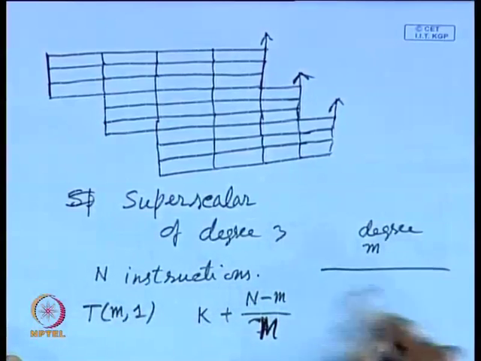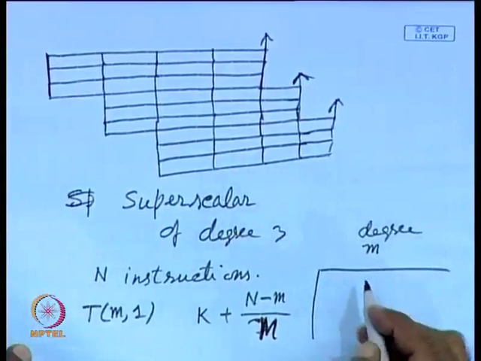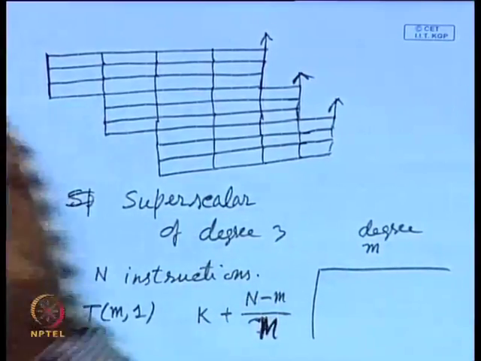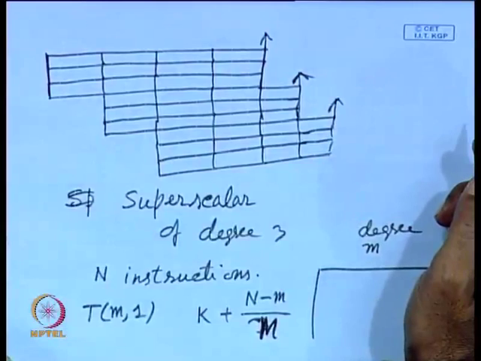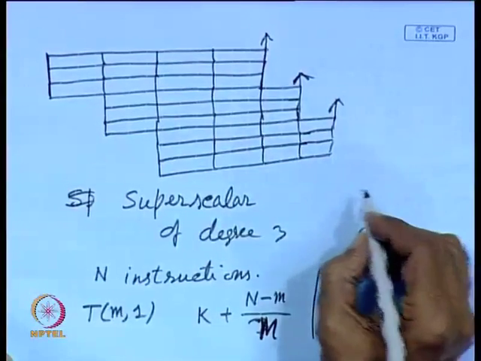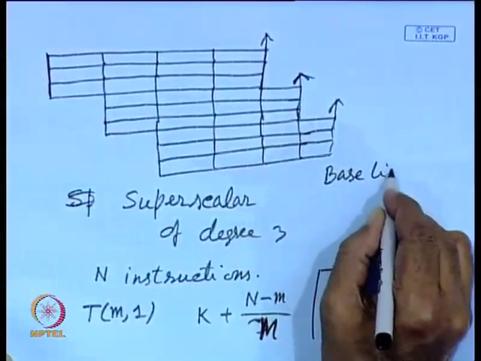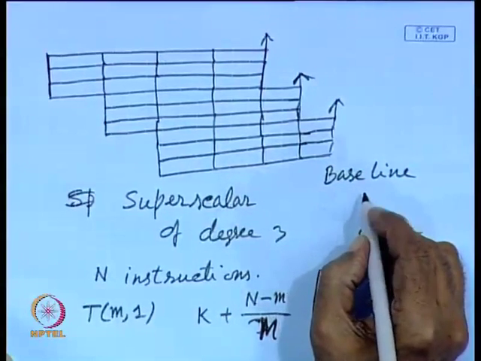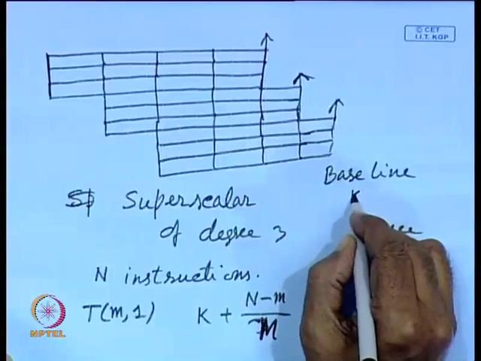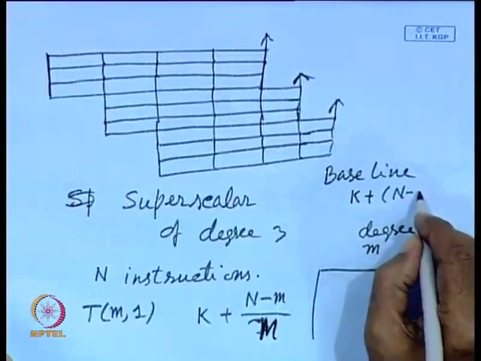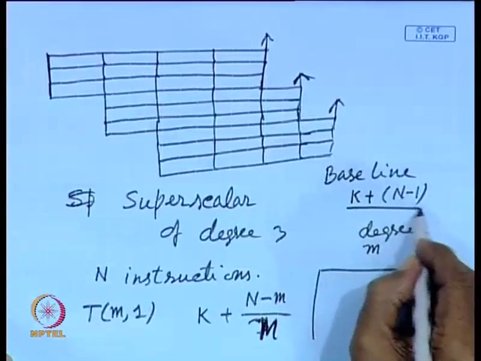Now, what is the speed up? What is the speed up of this processor with respect to our baseline processor? For our baseline pipeline processor, we have seen that the time required was k plus n minus 1.